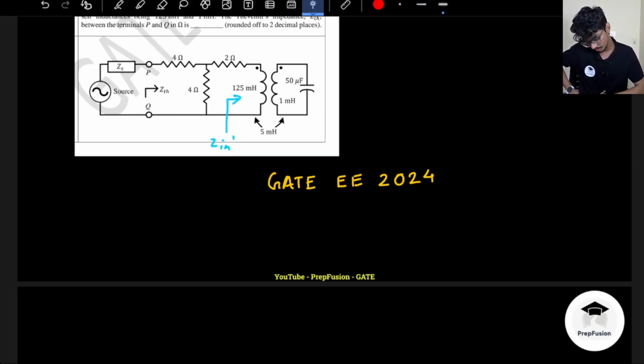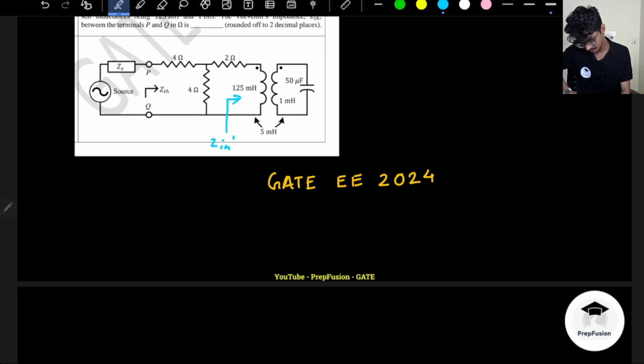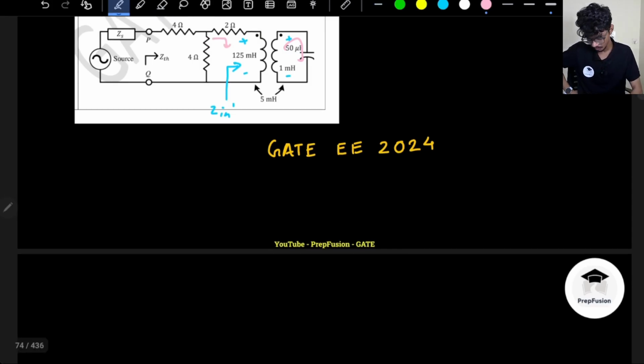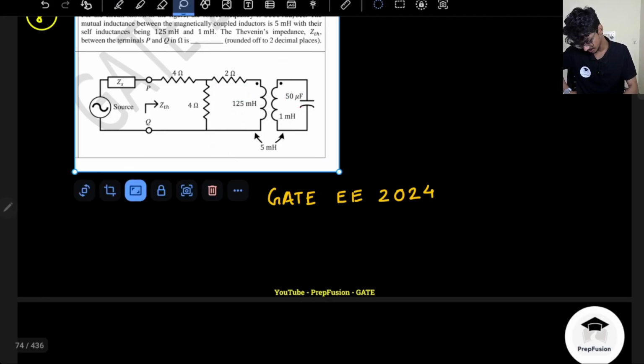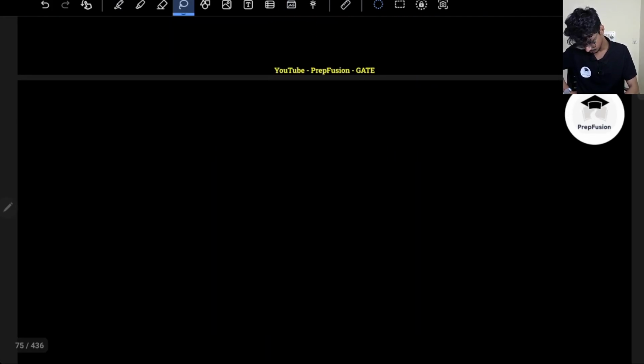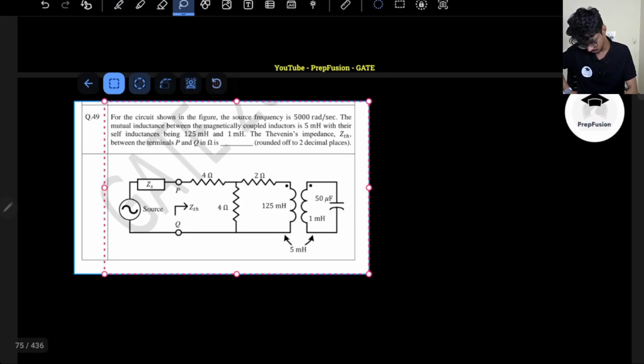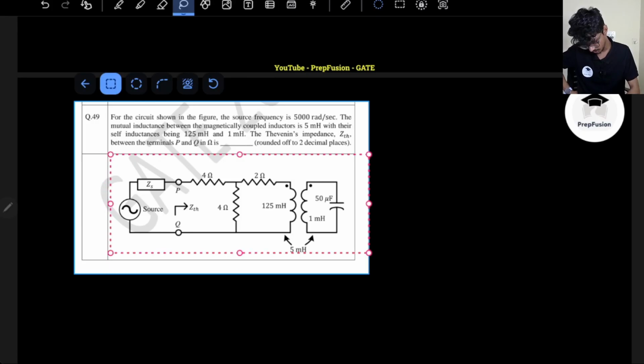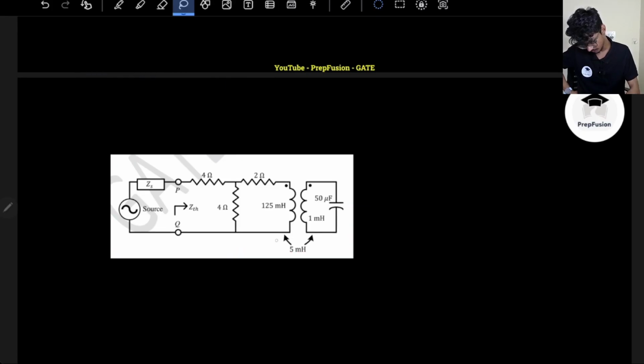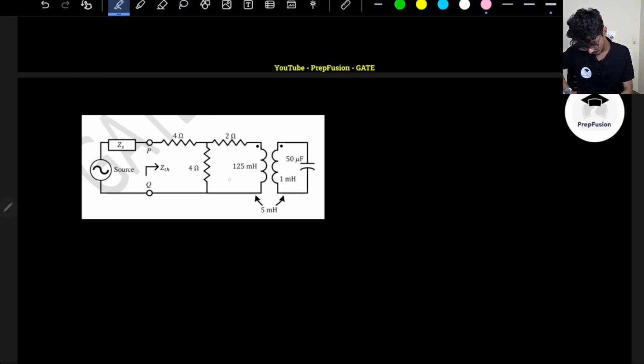So here, you have to assume few directions of current. If this is dot, that means this is plus and this is plus. So current will flow like this, and here current will flow like this only, because current will come from the source only. So we will solve this again using two methods. First one will be the basic method that we already know. First I will try to calculate impedance from here.